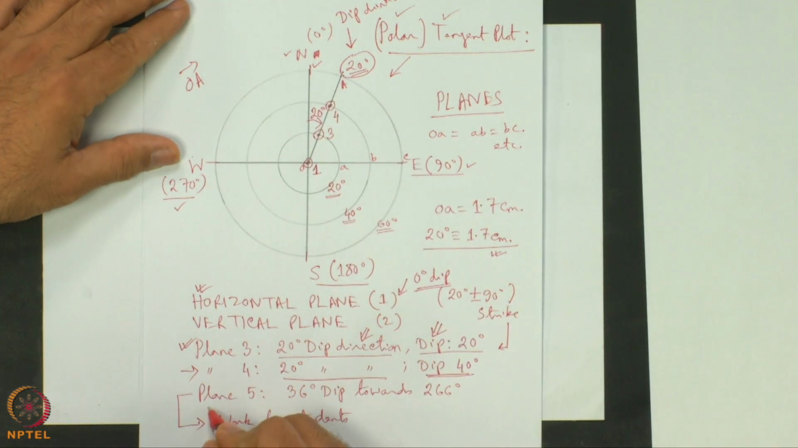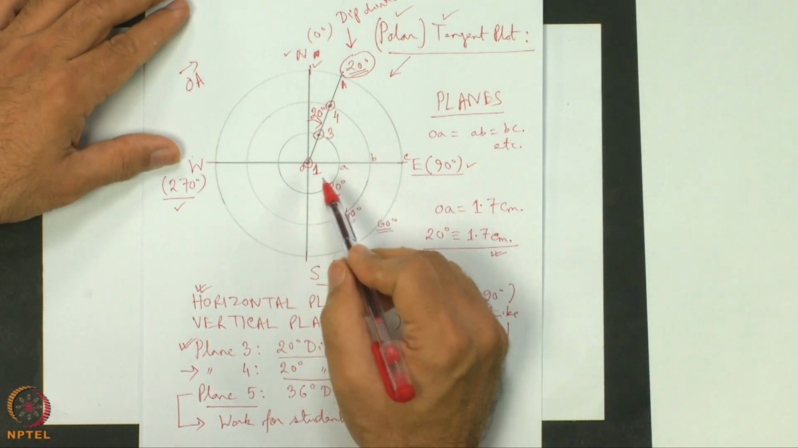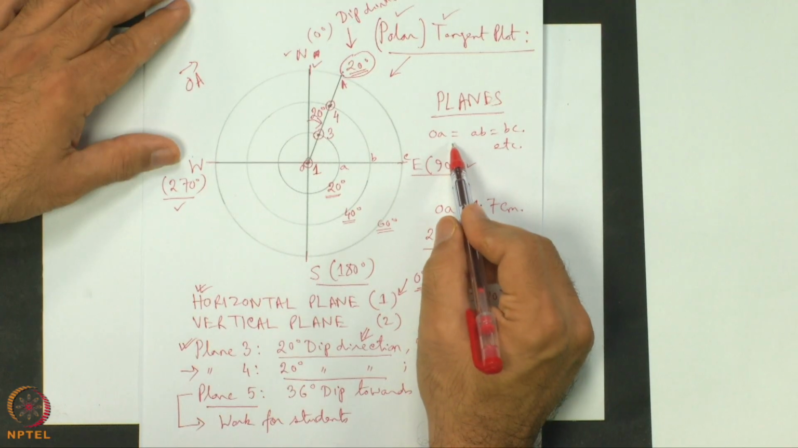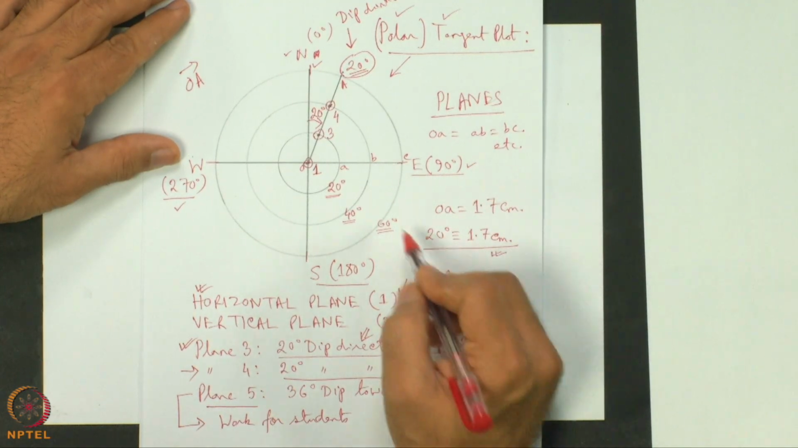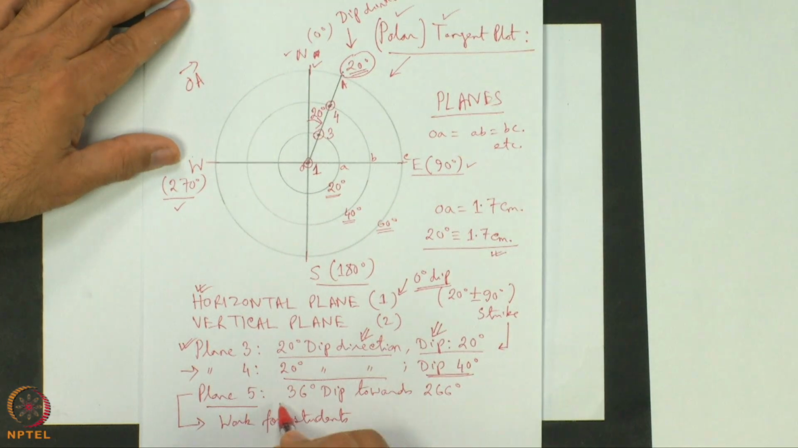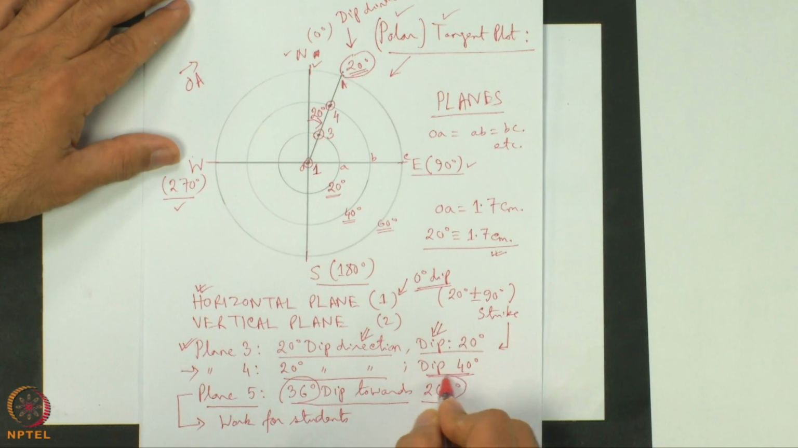Question to the student: plot plane 5. I have already explained you the OA length. Please maintain the same thing in your practical copy, draw things and then draw the plane 5 which has the data 36 degree dip. So this is the dip amount towards 266. This is the dip direction.